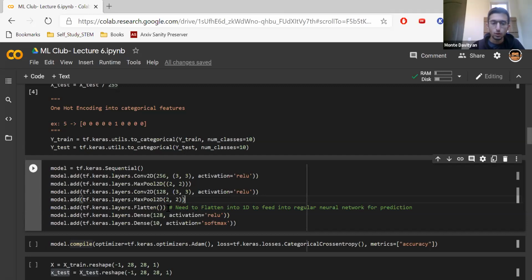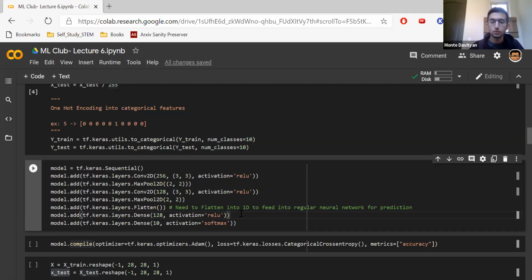Finally, we're going to need to flatten, right? We have a classification task in this case. We want the last layer to have 10 different outputs, 10 different probabilities. What's the probability of it being a 0? What's the probability of it being a 1? And we want 10 of these different probabilities.